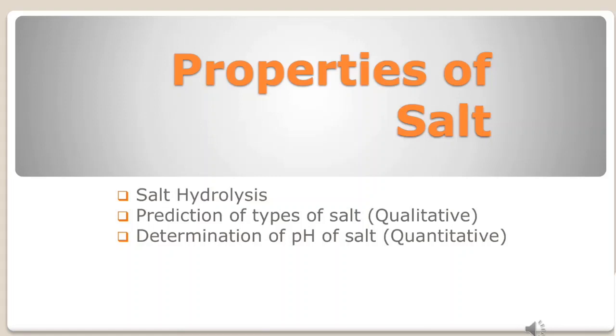So there is a difference between qualitative and quantitative. When it is qualitative, we just know whether it is acidic, basic or neutral. What is the pH? Either it is equal to 7, or it is greater than 7, or it is less than 7. However, for the quantitative, we will have an exact value. For example, the pH is 2, 3.1, 7.5 and so on.